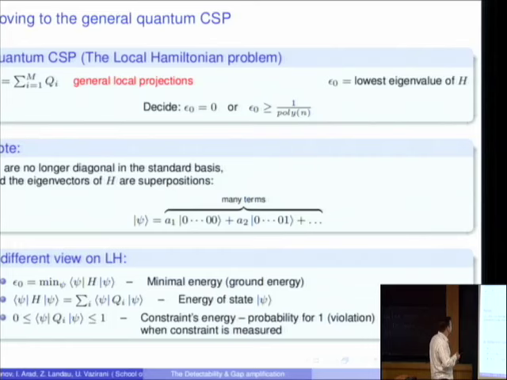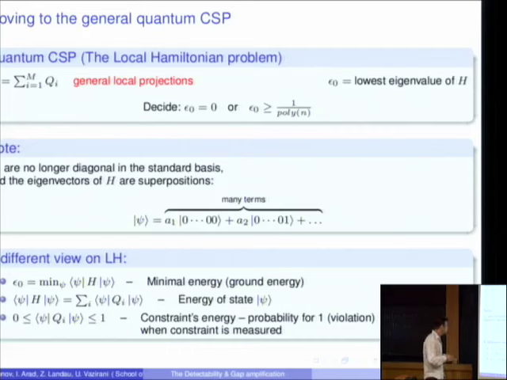And it is important to notice that since these projections are no longer diagonal, then also the eigenvectors of H are no longer simple basis vectors. They can be a very complex superposition of many basis vectors. And this is what makes the problem so hard and so interesting.